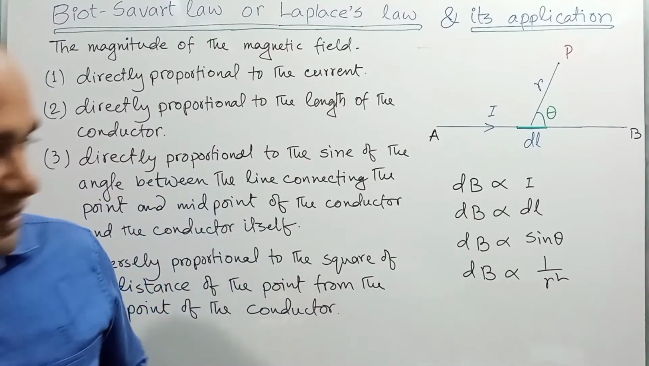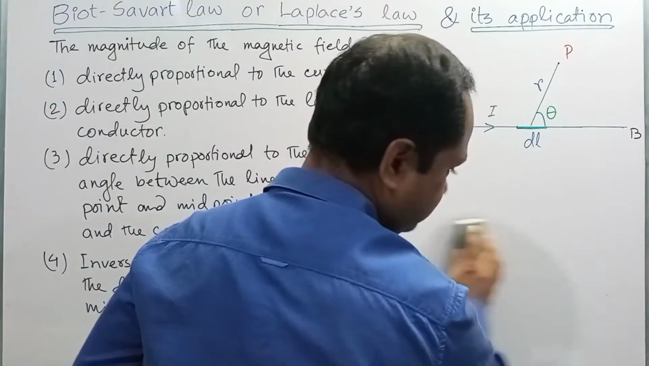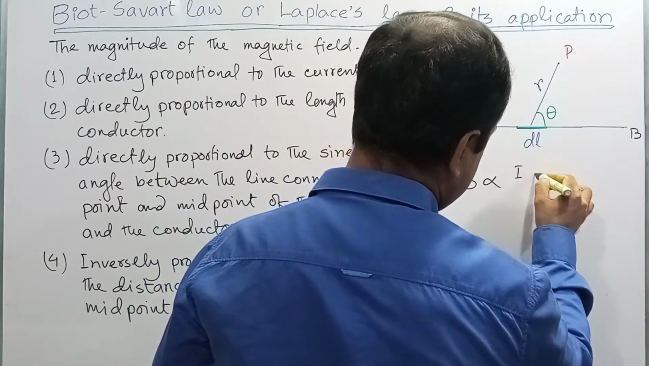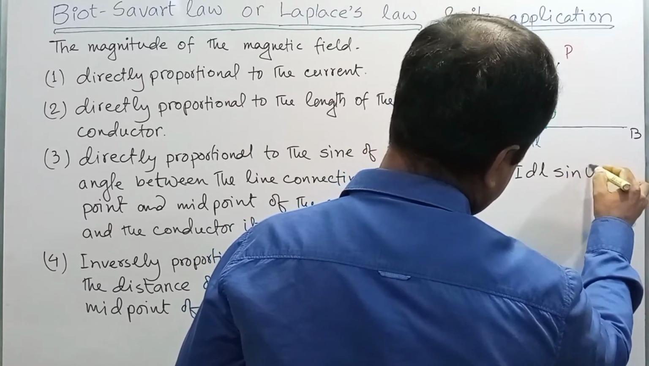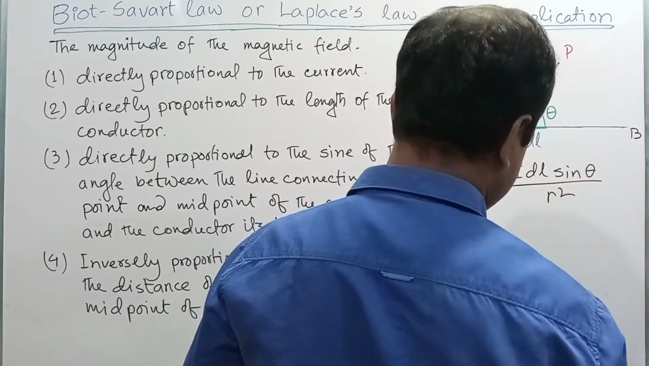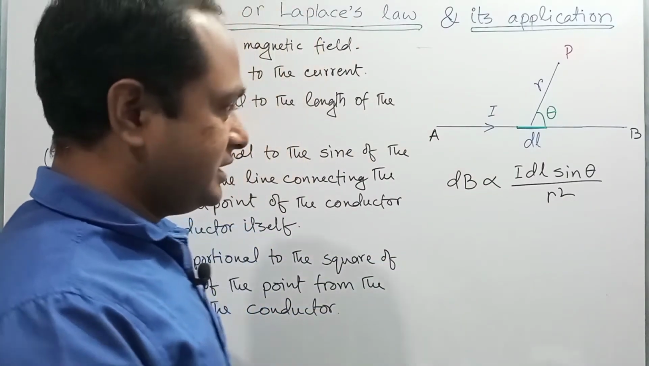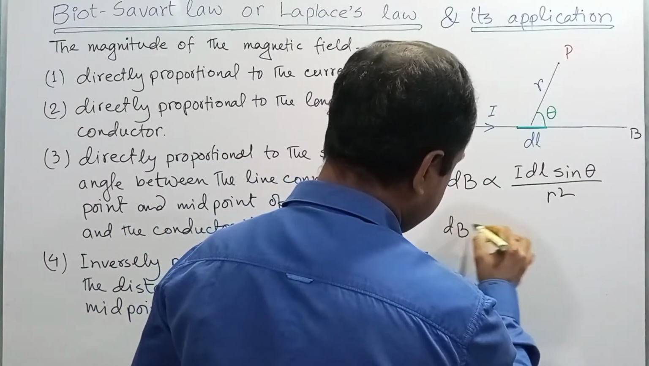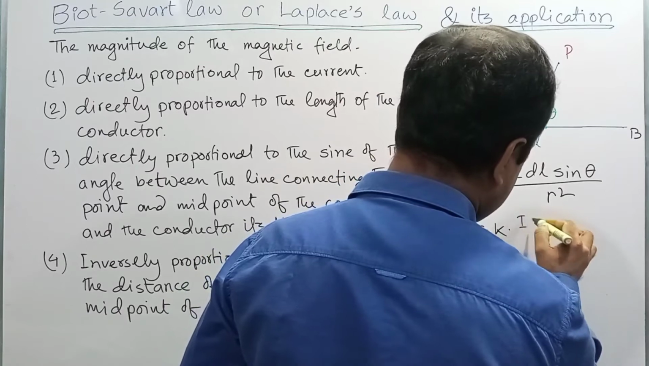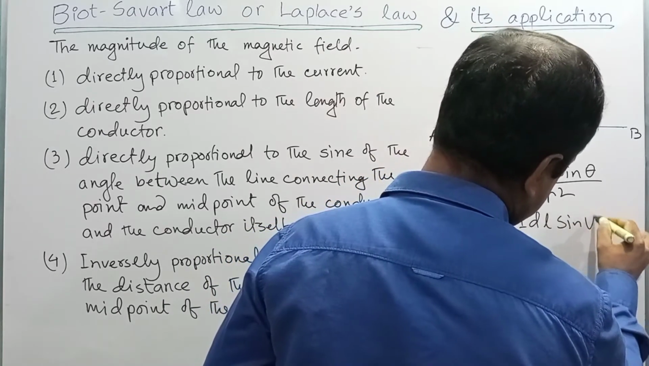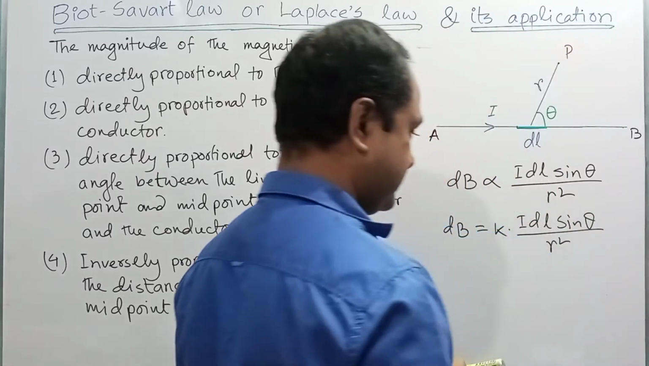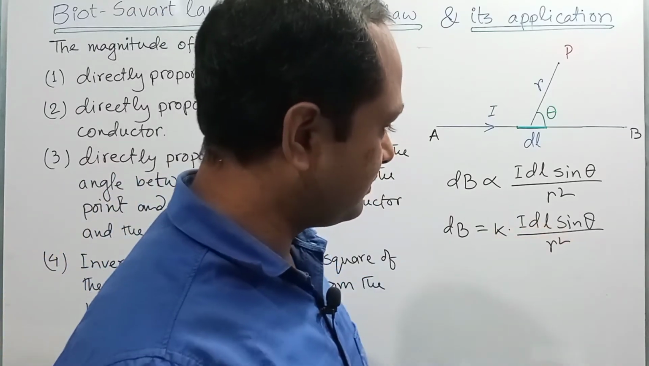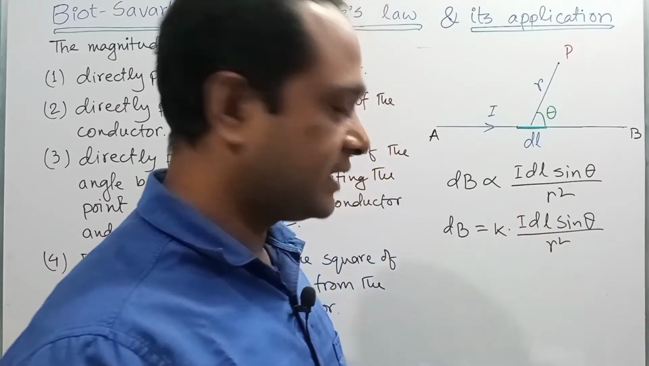So combining these four expressions, we can write that dB is directly proportional to I dl sine theta divided by r square. Here we can replace the proportional sign by introducing a constant. So dB is equal to k into I dl sine theta divided by r square. This constant of proportionality depends on the unit of measurement of these quantities and the medium.